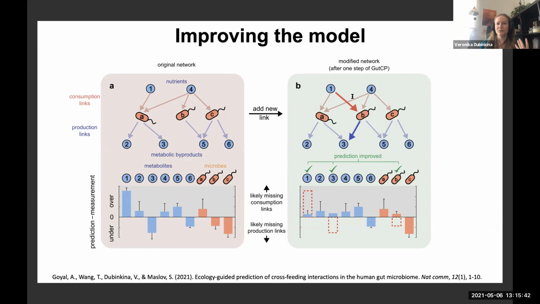And now you want to improve it. You start adding links to this network under the assumption that those links are probably missing. And you start checking if a certain link that you added improves your predictions across all patients. If it does, this link is probably out there but was not mentioned in the original database, so we should add and keep it in our model.